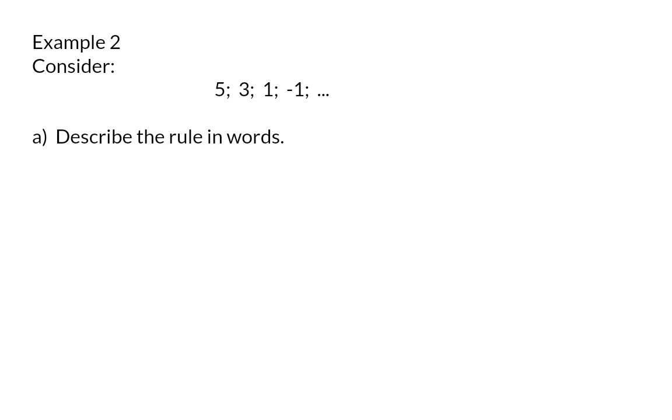Example 2. Consider the sequence and describe the rule in words. This rule is the description of the pattern that we recognize. In this pattern, we are subtracting 2 every time. This subtraction stays constant, and it is called the constant difference. That means we have a linear number pattern. This sequence rule in words will then be start at 5 and subtract 2 every time.